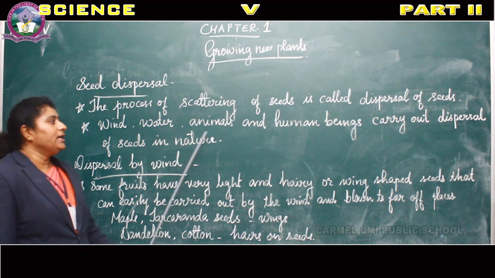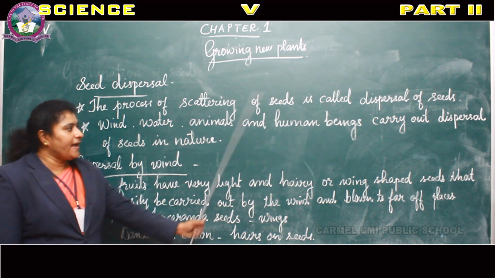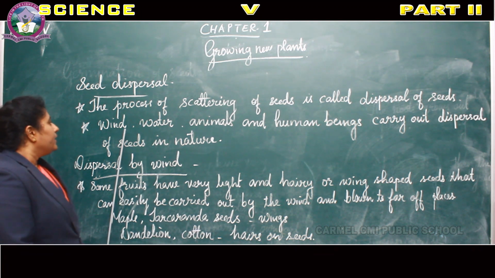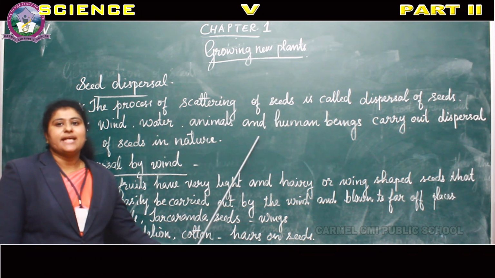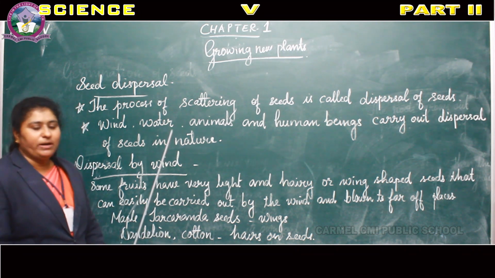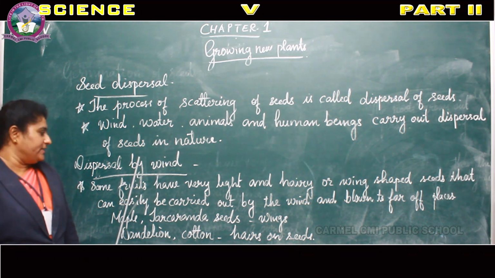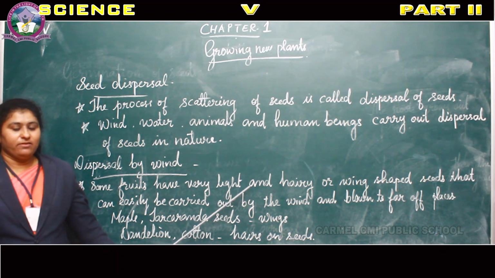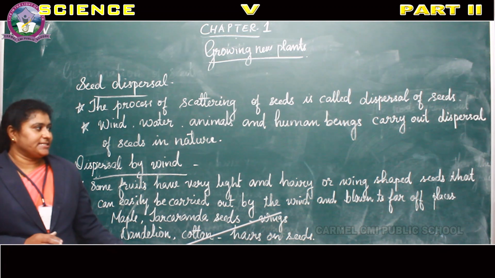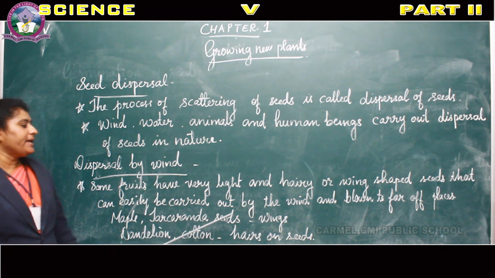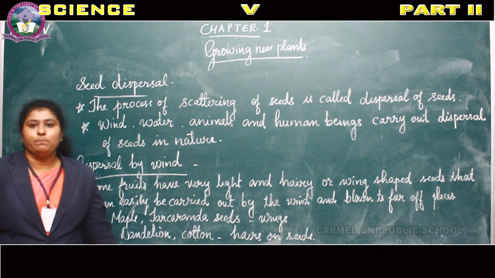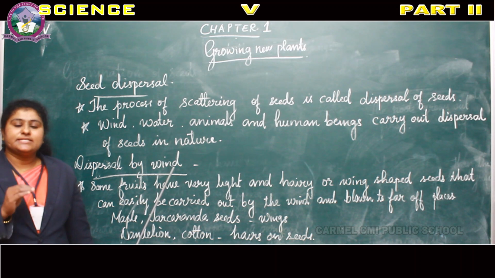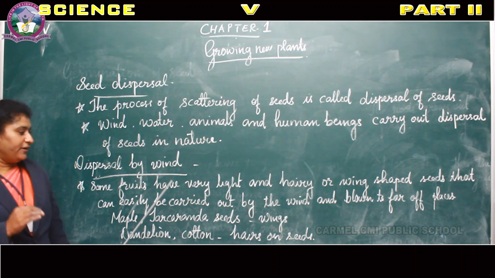Wind, water, animals and human beings carry out dispersal of seeds in nature. Let us learn one by one. Dispersal by wind. Some fruits have very light, hairy or wing-shaped seeds that can easily be carried by the wind and blown to far-off places. If these seeds get favorable conditions, they start to germinate in fertile soil.